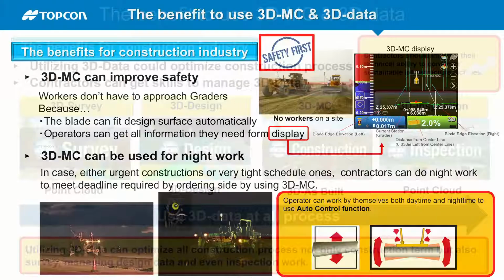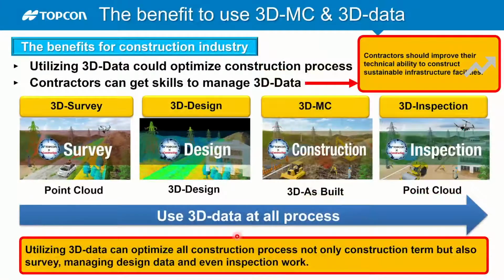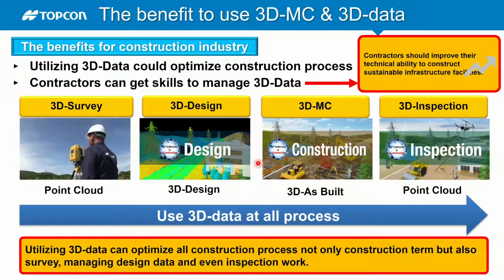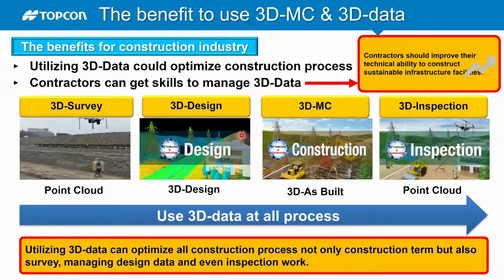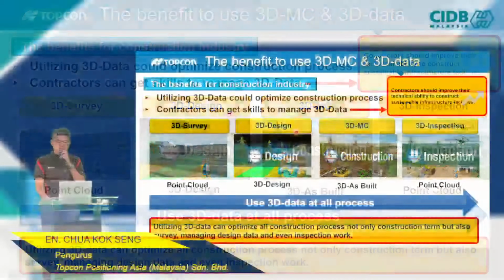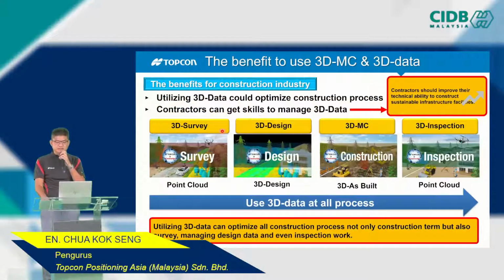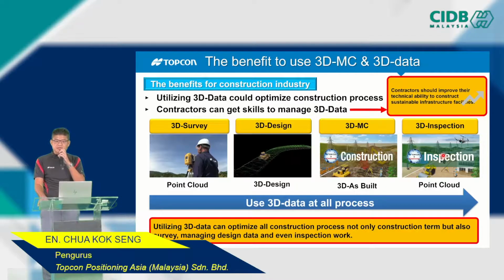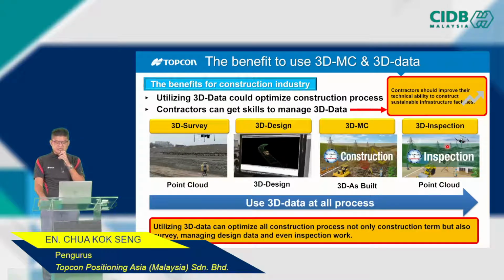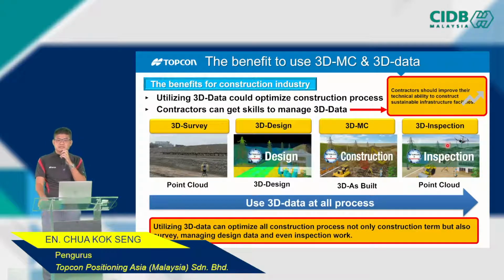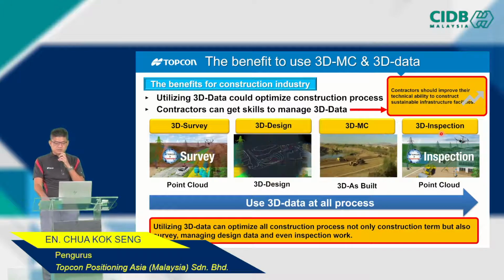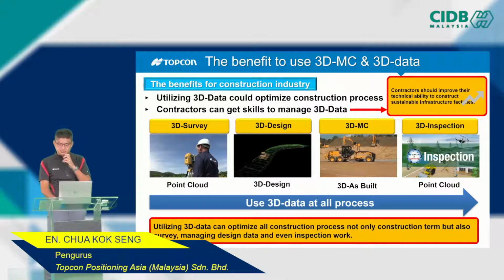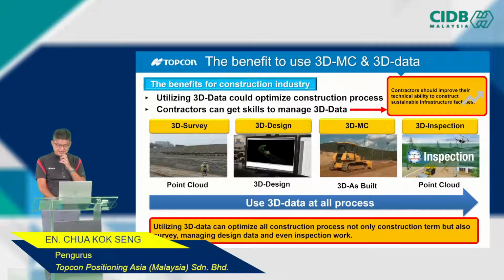Okay, so basically these are the benefits of using 3D machine control and 3D data. I'm sure that the previous presenter, Tan, has shared with you the benefits of the 3D data. So basically from surveying, 3D design, 3D MC machine control, and 3D inspection, the process can optimize all construction processes, not only during construction, but also surveying and design. Okay, so I need to speed up, another 1 minute, sorry.